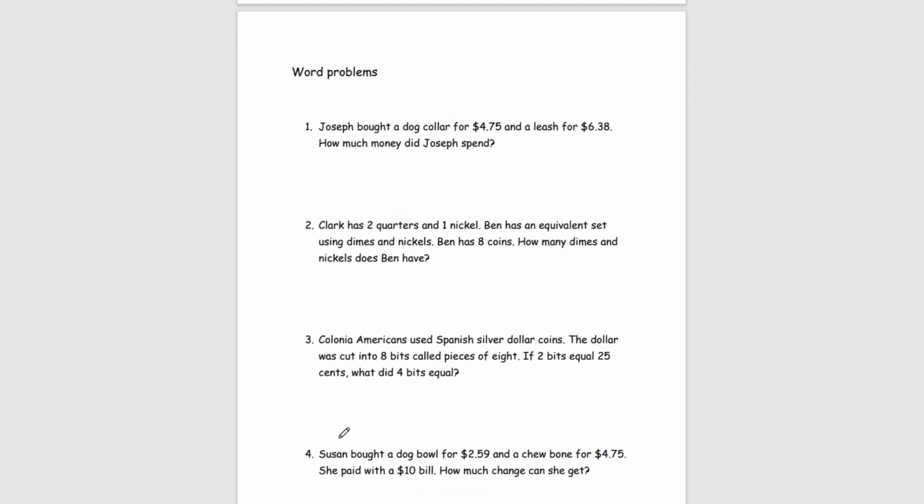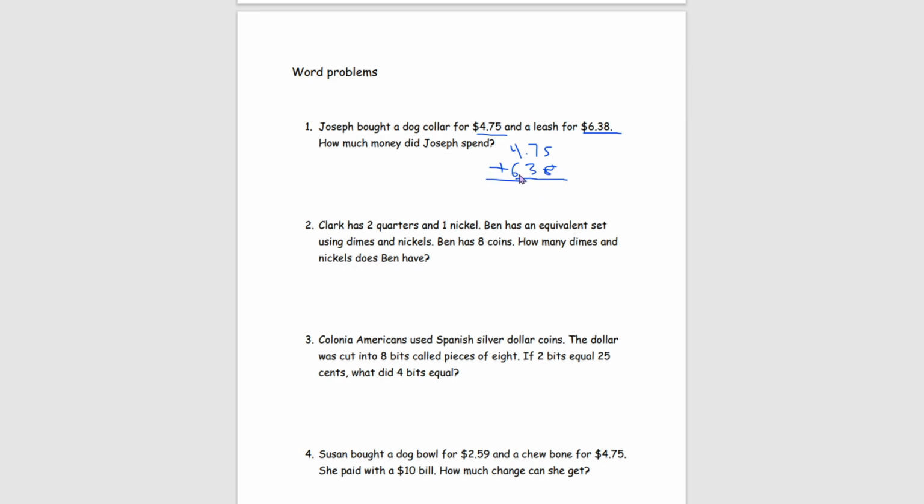And lastly, for our word problems, number 1. Joseph bought a dog collar for $4.75 and a leash for $6.38. How much money did Joseph spend? So we know that he spent $4.75 for the dog collar and $6.38 for his leash. So we're trying to find the total amount, which means we're adding. So we can do 475 plus 638.